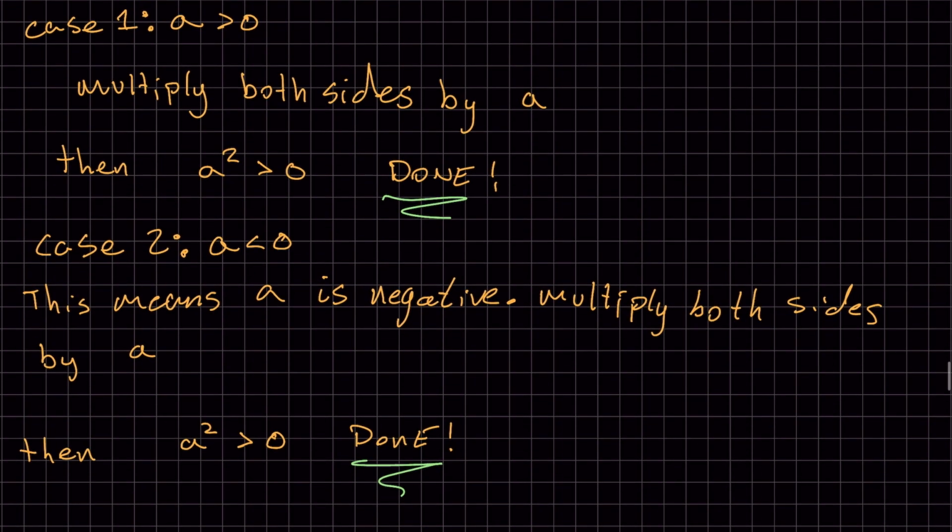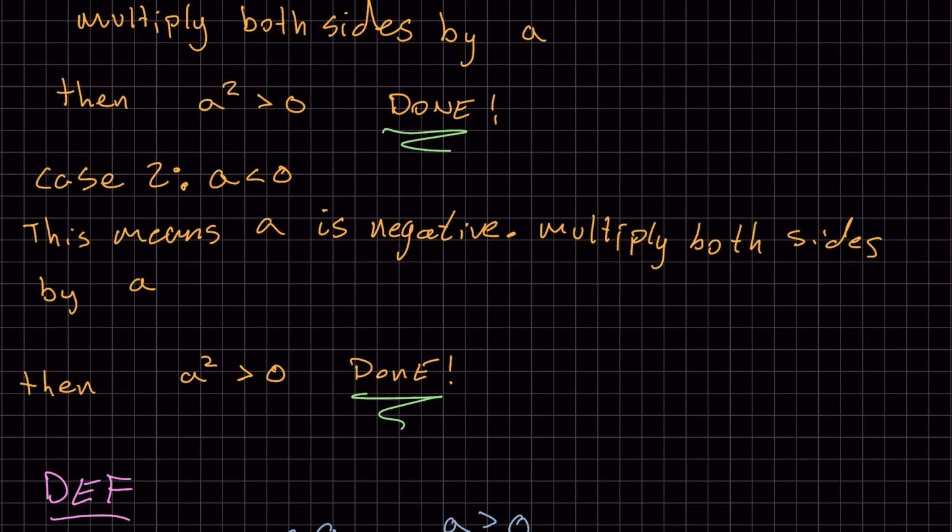We didn't have to change anything because this broke no algebraic laws and wasn't confusing in any way. All we did is multiply both sides by a. We have a is greater than 0. If we multiply both sides by a, we get a times a is greater than 0 times a. And this is equal to a squared, and this is equal to 0. So, therefore, we get a squared is greater than 0. Nothing confusing there. Pretty simple.